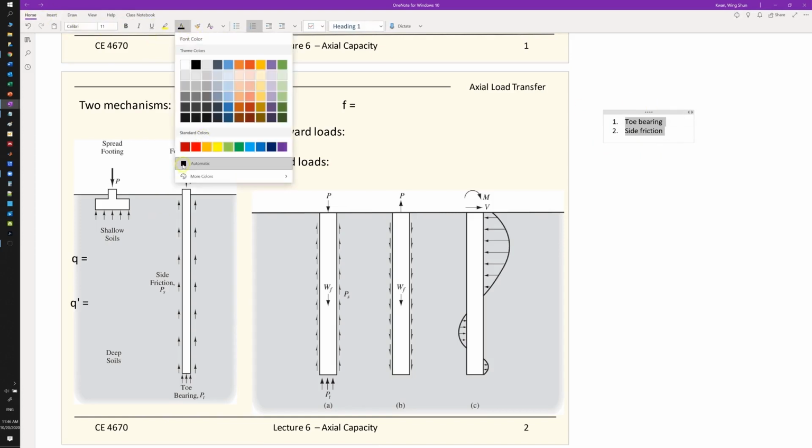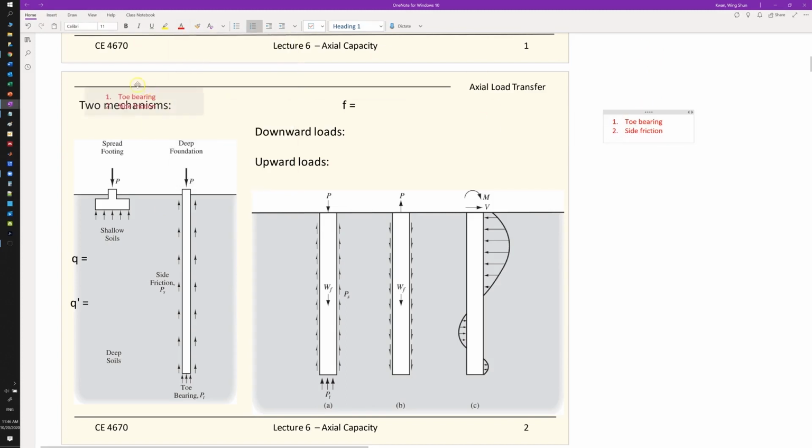So first, we will talk about the toe bearing. These are the two mechanisms that we need to understand. So first, let's talk about the toe bearing. The picture on the left here describes the toe bearing in deep foundations, compared with shallow foundations. On this spread footing here, or this kind of mat foundation, this is what we have learned in lecture 3, right?